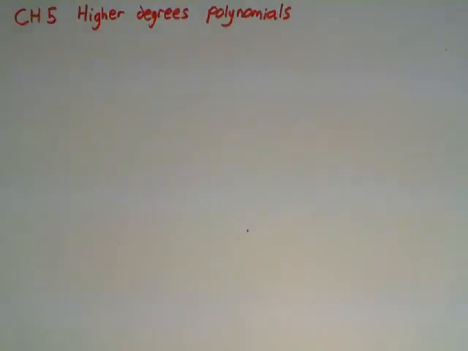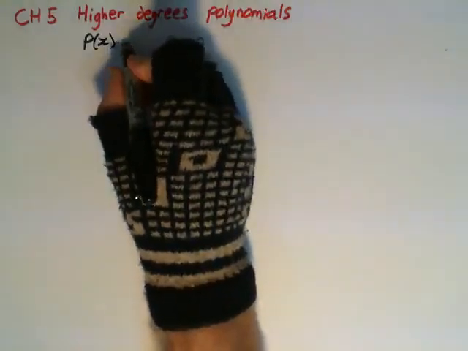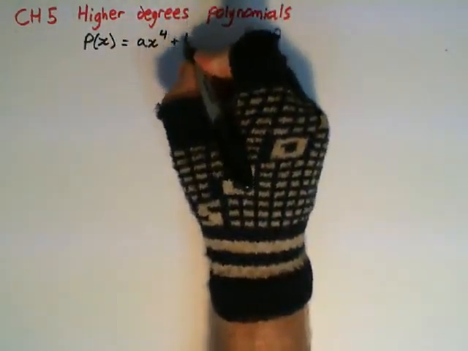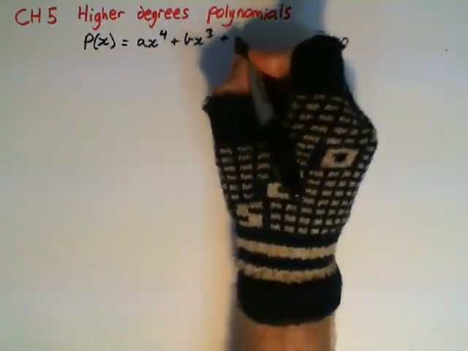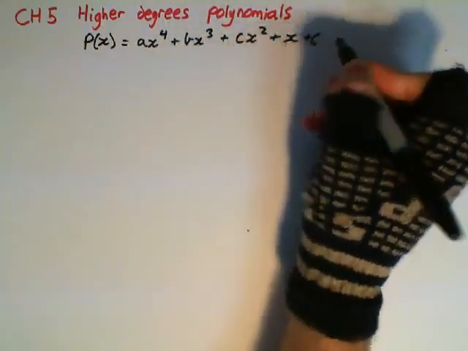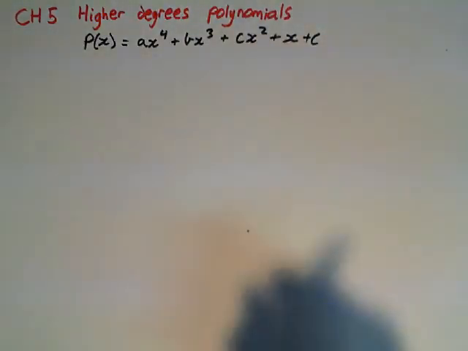So like our other equations for quadratics and cubics, we can say p of x equals ax to the power of 4 plus bx cubed plus cx squared plus dx plus e. So that's a general equation for a quartic, or power of 4.